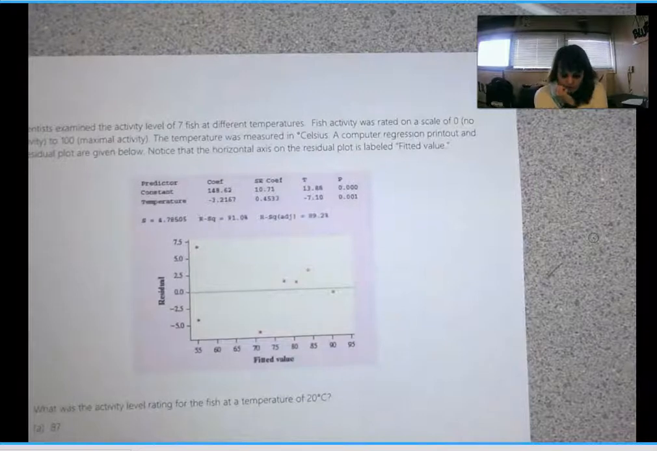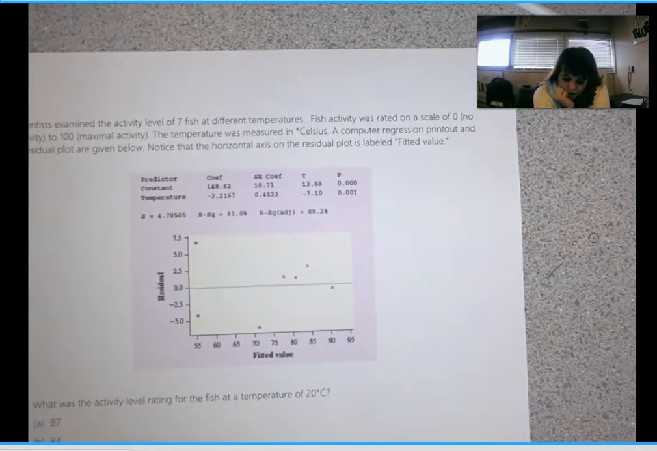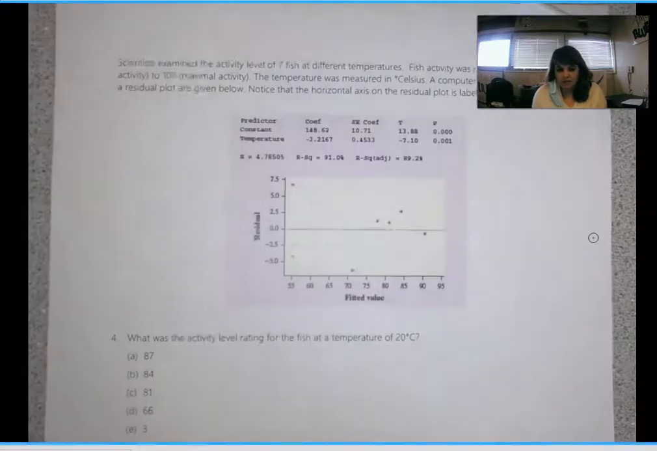It is the fish in the different temperatures, and I believe that it is 2 multiple choice questions. Scientists examined the activity level of 7 fish at different temperatures. Fish activity was rated on a scale of 0 to 100, the temperature measured in Celsius. The computer printout and the residual plot are below. What is the activity level rating for the fish at a temperature of 20 degrees Celsius?